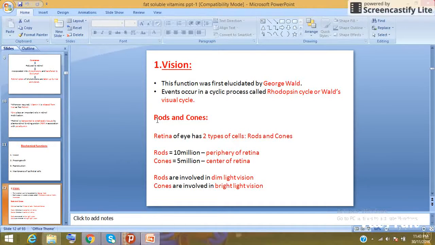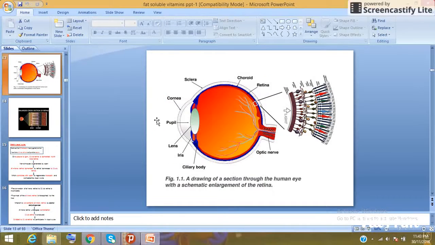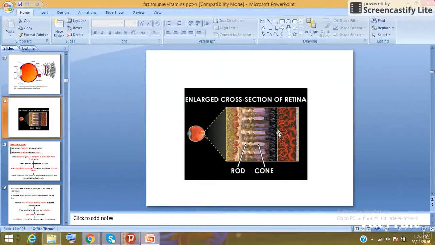The retina has two types of cells, rods and cones. Rods are 10 million in number, and cones are 5 million in number. Rods are responsible for dim light, and cones are responsible for bright light vision. As you can see over here, this is the cornea, this is the pupil, this is the lens, and this is the retina. The optic nerve is connected to the brain. The image is inverted, and the function of the brain is to make it the way it is.